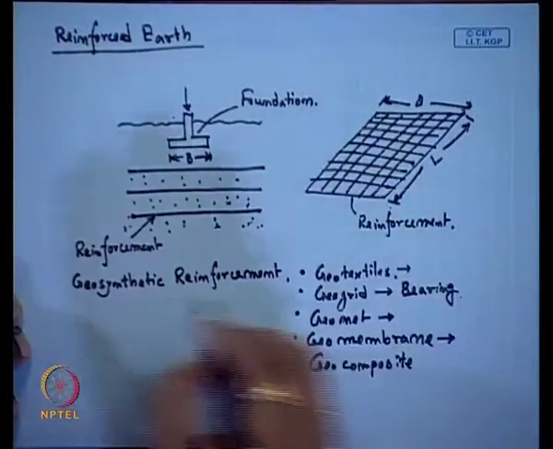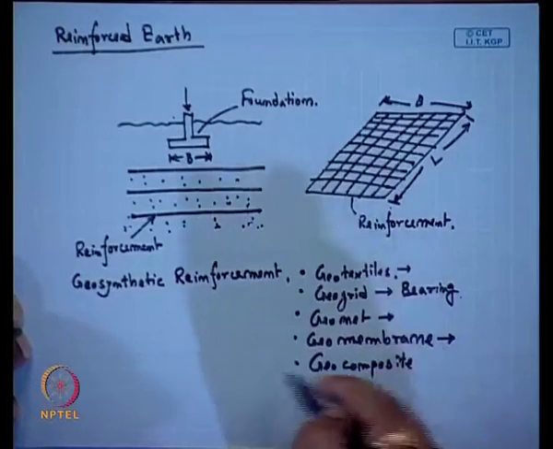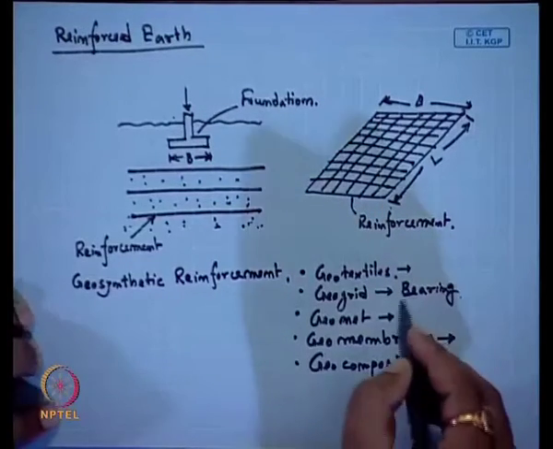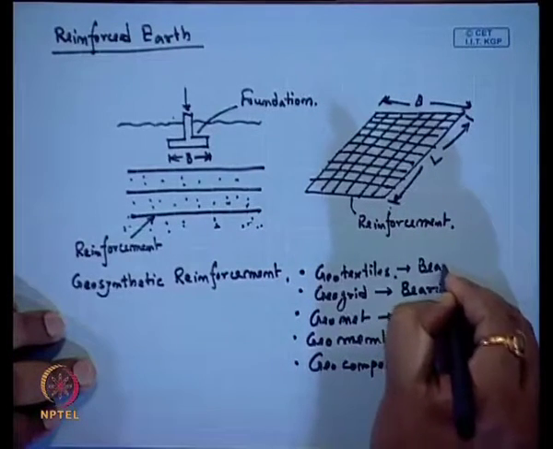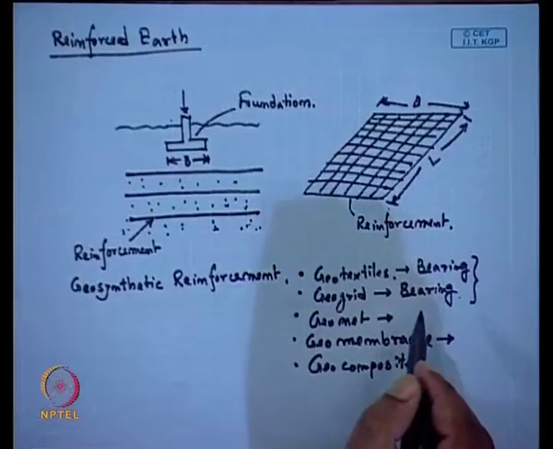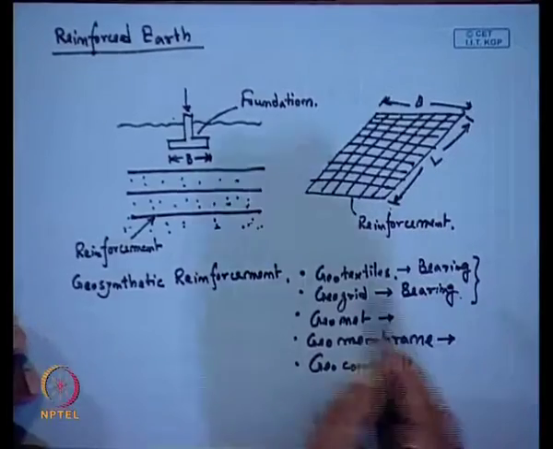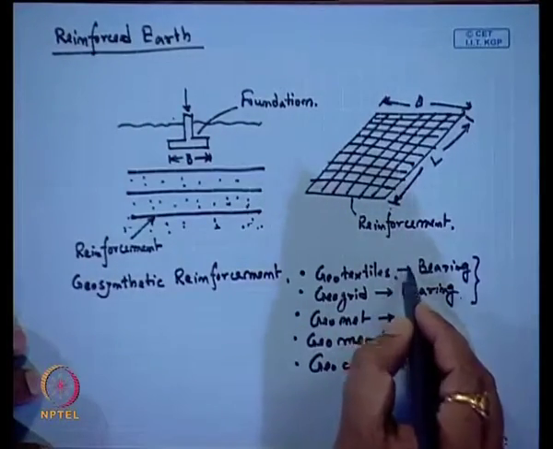So, basically here we will talk only about the bearing capacity improvement part, because we are dealing with the foundation. For bearing capacity improvement, basically geogrid and geotextile are used. These two types of material are generally used for bearing capacity improvement. So, that we will discuss in this class.